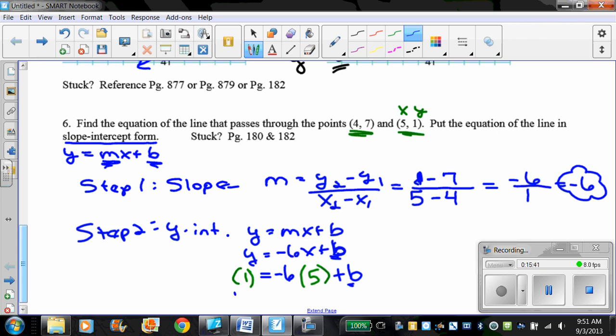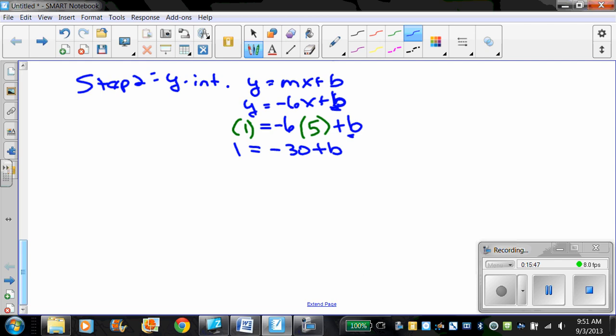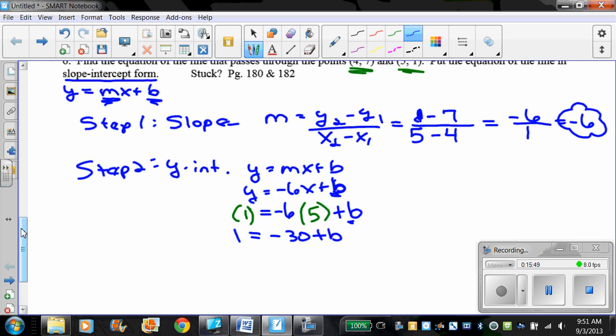So I have 1 equals negative 30 plus b. I have to solve for b, so I'm going to add 30 to both sides because we want to undo that. 1 plus 30 is 31 equals b. So there's my y-intercept. Here's my slope over here. And now step 3, folks, is so easy.